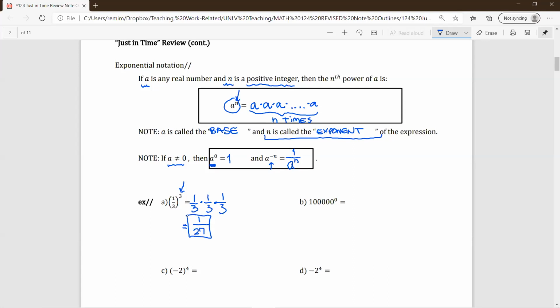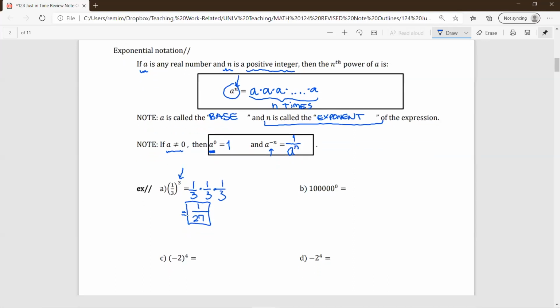And then at that point, I would also ask myself, can I reduce the fraction? Because remember, make sure you always reduce them. But 1 over 27 is not reducible, so I'll box that as my final answer.